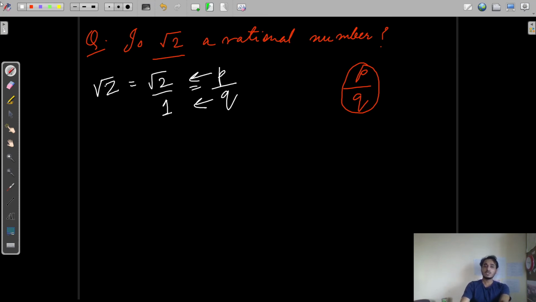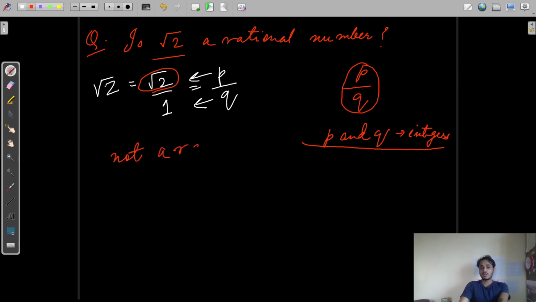Now the second condition is p and q should be integers. Are p and q both integers here? Let's check. Here q is equal to 1, which is obviously an integer, but in the place of p we have root 2, and root 2 is not an integer. So root 2 does not satisfy the second condition. So it is not a rational number.